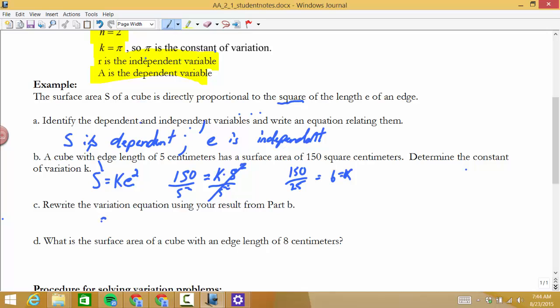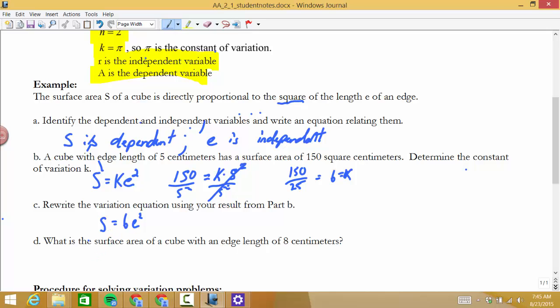as S is equal to 6e squared. Notice how I didn't have the 150 and the 5 in there. I only used those to help me figure out what k is. Okay. Now I have a formula that I can use to find any value of s if I know e, or for that matter any value of e if I know s.